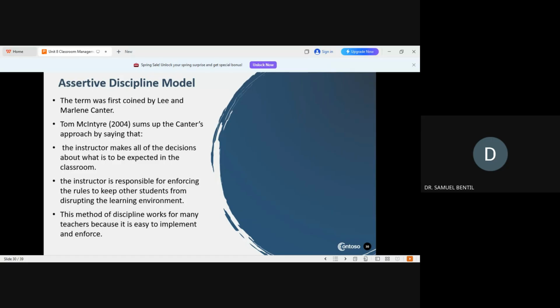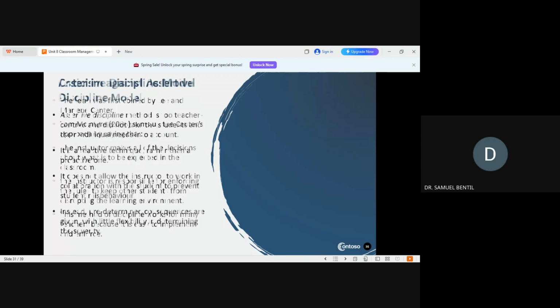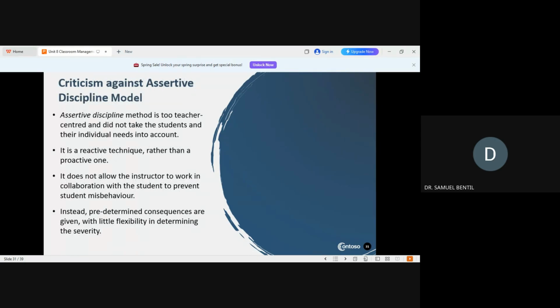So it appears the teacher has the sole responsibility of deciding the disciplinary issues in the classroom. He is the one who is to enforce it. When you go against it, he's the one who determines the kind of sanctions or punishment that will be meted out to you. And that's why we are saying that this method of discipline works for many teachers because it is easy to implement and enforce. But it has been criticized.